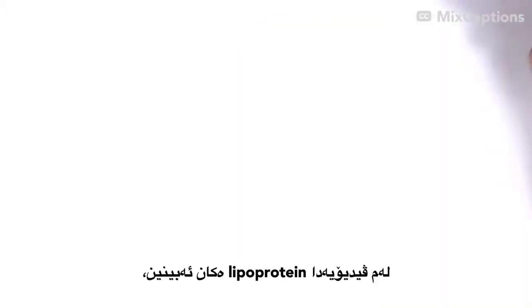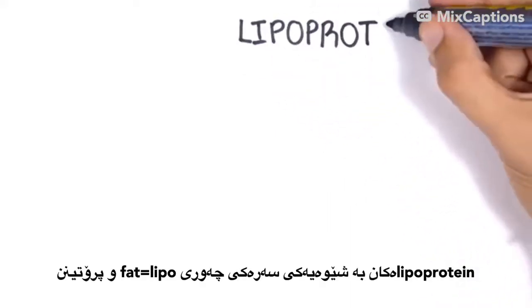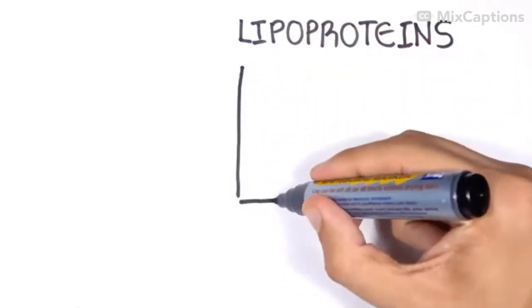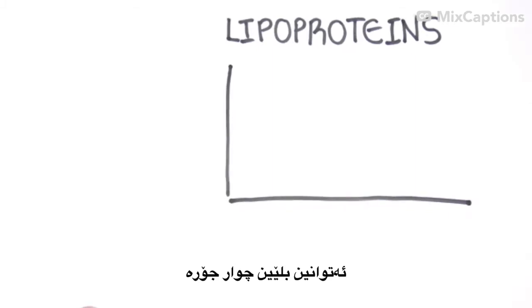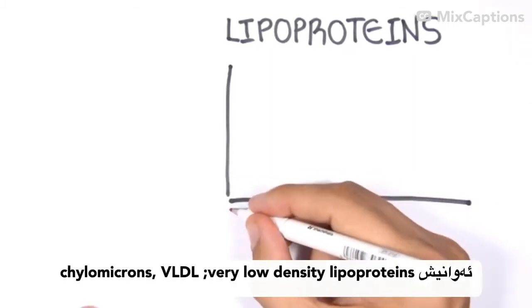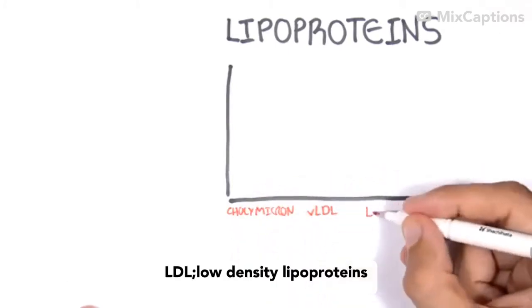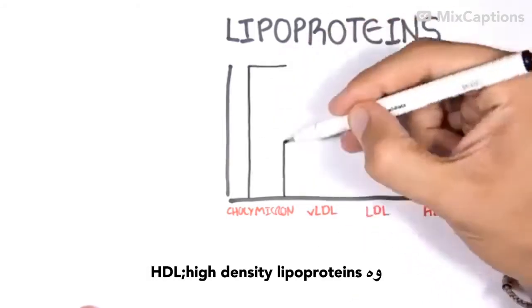In this video, we will look at lipoproteins. Lipoproteins are basically fat, lipo, and proteins. And there are different types of lipoproteins. You can say that there are four types. These are chylomicrons, VLDL, very low density lipoproteins, LDL, low density lipoproteins, and HDL, high density lipoproteins.